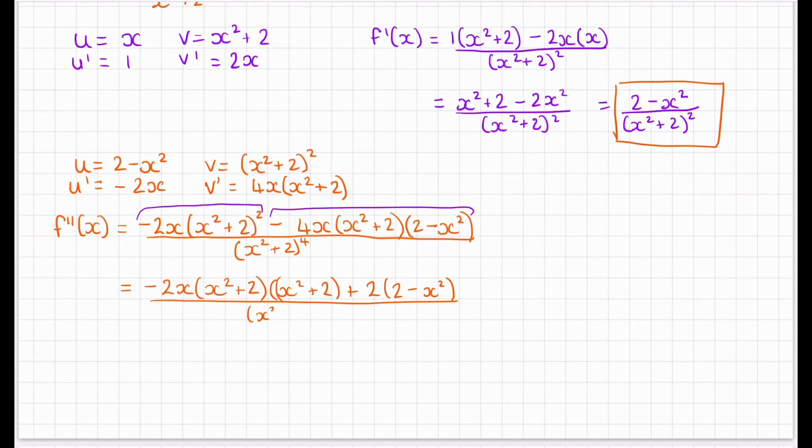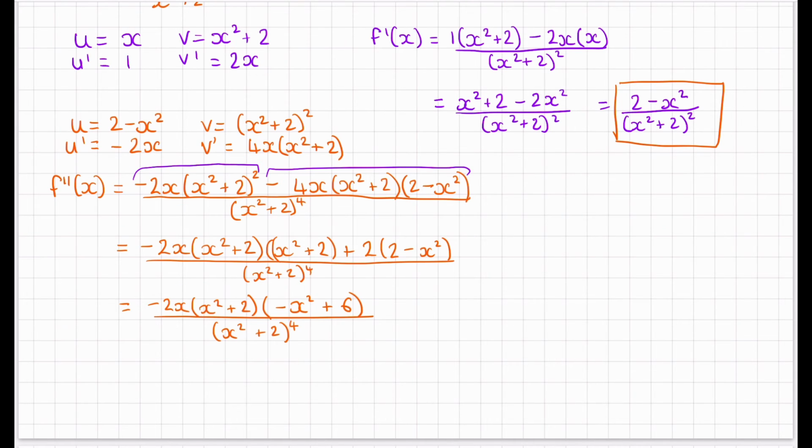So if we look at simplifying this numerator some more, the minus 2x is going to stay, and we're going to have the x squared plus 2. Now we can simplify this part in the brackets here, and when we simplify that, you'll find we get minus x squared plus 6. And then we will still have our fraction of x squared plus 2 all to the power of 4 on the denominator.